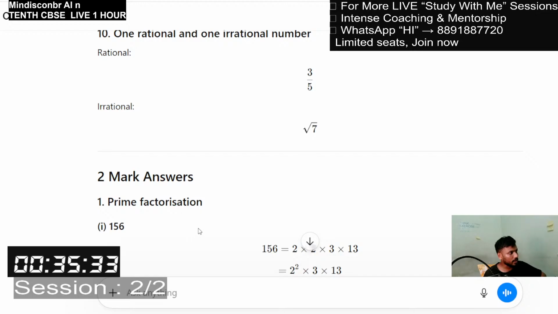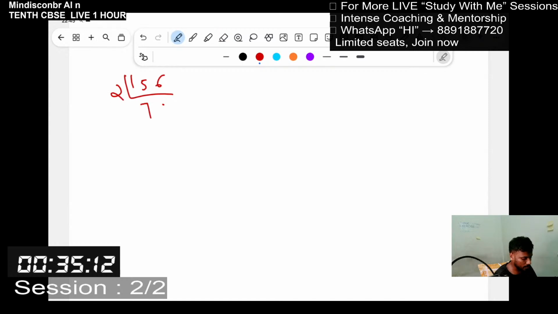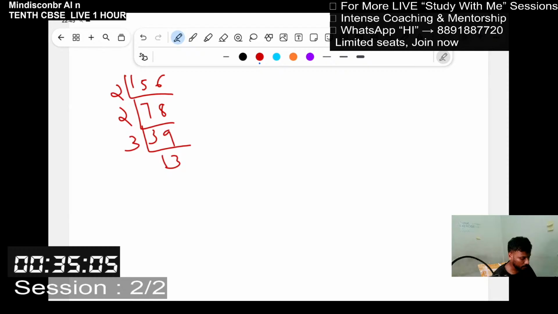2 mark answers. Prime factorization of 156. 156 is 2 into 78, 2 into 39, 3 into 13. Therefore 156 is equal to 2 square into 3 into 13.